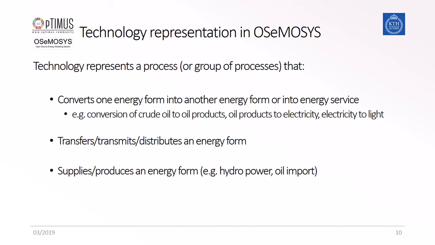Technology is defined in OSeMOSYS as a process which converts one energy form to another energy form or a service. As described before, it could be an oil refinery or a lamp, which converts electricity to light. The technology can transmit or distribute energy, and it can also supply or produce an energy form.